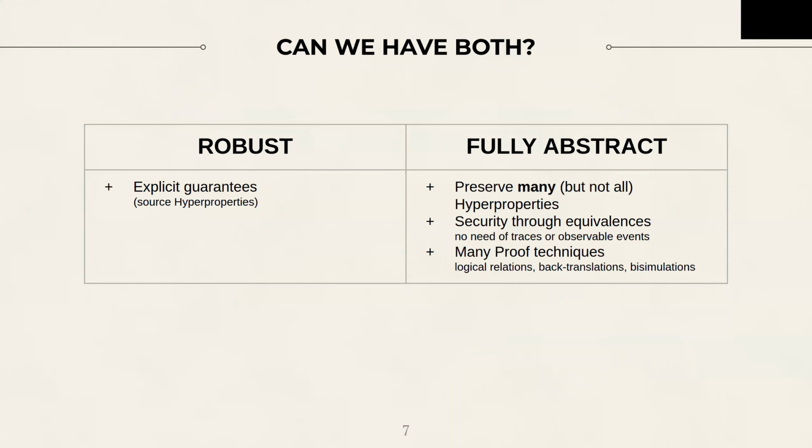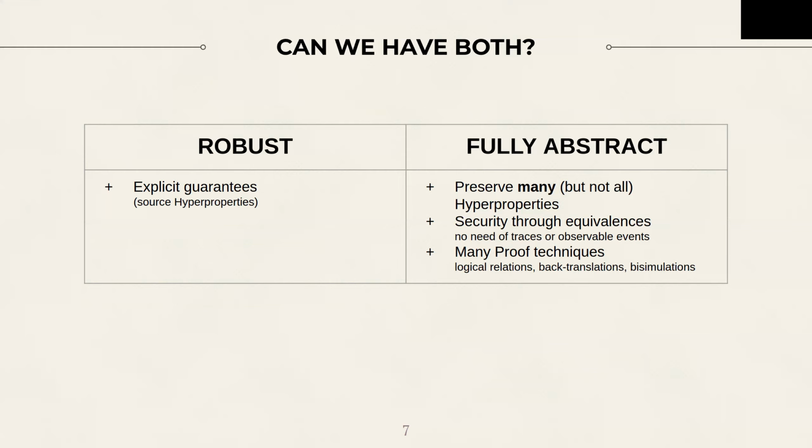But then, what does this mean? That we should give up on fully abstract compilation and use only robust compilers? Well, no, because even if fully abstract compilers may not preserve all hyperproperties, they still preserve many of them. And moreover, it's very useful sometimes to express security through equivalences. For example, when there are no observables or there's no really a trace semantics for our languages.